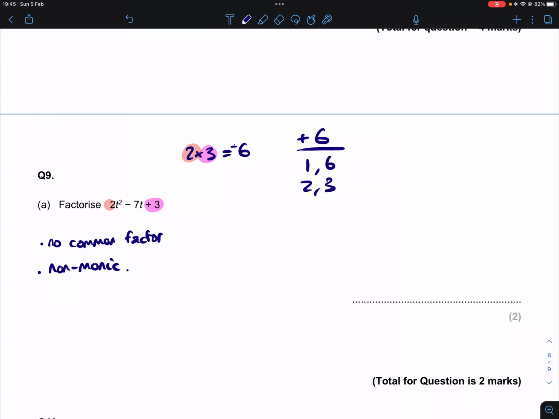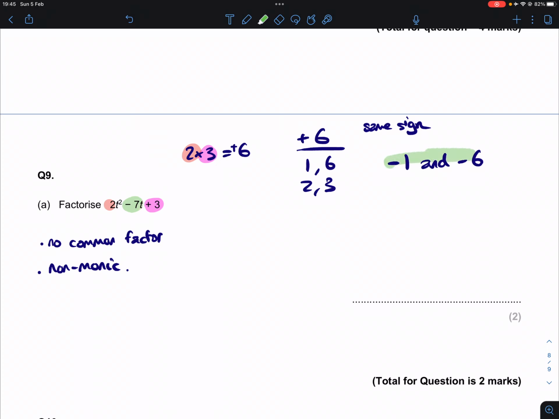The fact that this is a positive 6 means that they're going to be the same sign. They're either both going to be plus or both going to be minus. And we're looking to get the number negative 7 from this. So the only way that we can get minus 7 by adding them together is if we have minus 1 and minus 6.